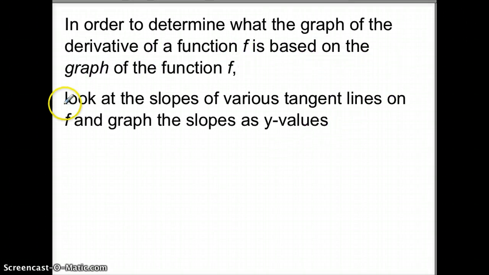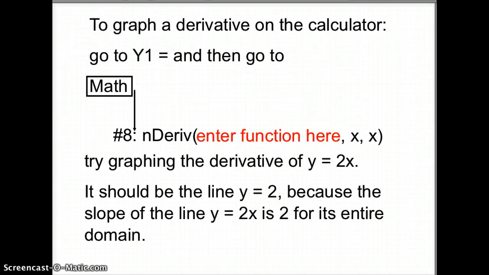Let's talk about how to graph the derivative on the graphing calculator. First of all, you want to go to y1. y1 equals nDeriv, parentheses. Now what you want to do is put the function that you're trying to graph the derivative of. So let's say we want the derivative of 2x. So you'd put 2x there. Then you have to put an x here. This value right here is always what variable you're taking the derivative with respect to. So with respect to x.